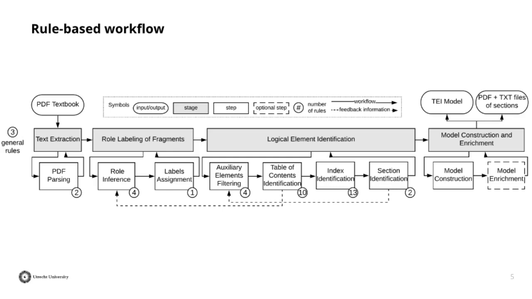The third large stage of the workflow is to recognize all different logical elements within a textbook. First, auxiliary elements such as page numbers and headers are filtered out. Then, the individual entries of the table of contents are recognized and processed. Later, each index term is identified. Finally, individual sections are recognized. In the final stage we construct the textbook model, which can be later enriched with external information.